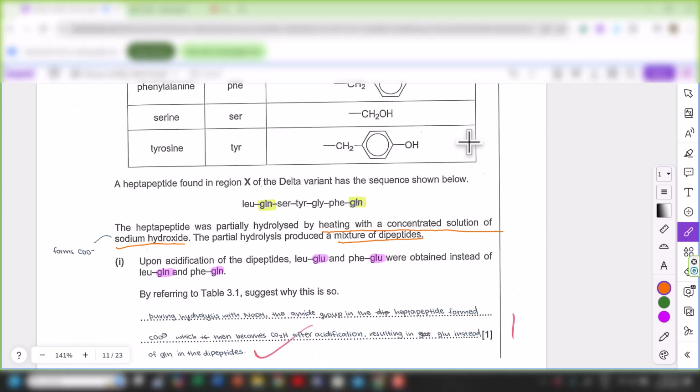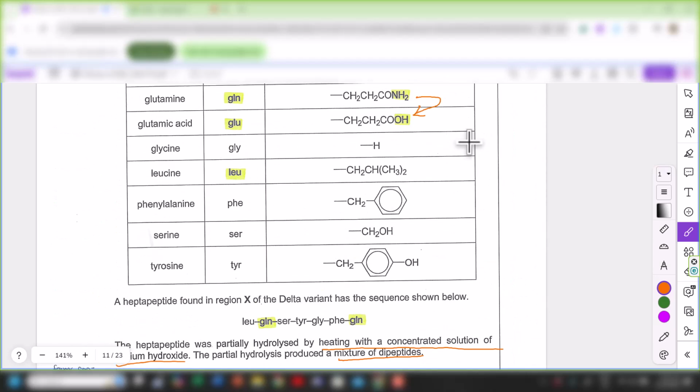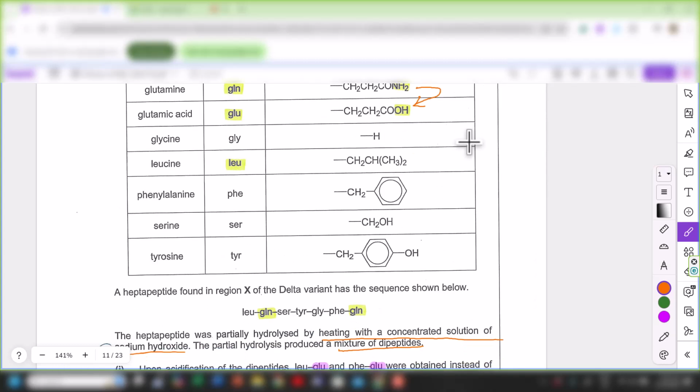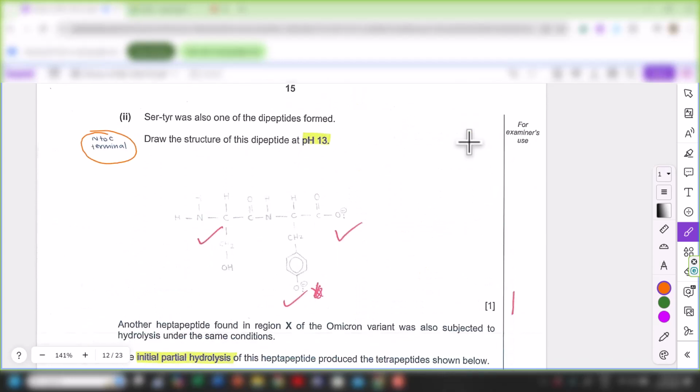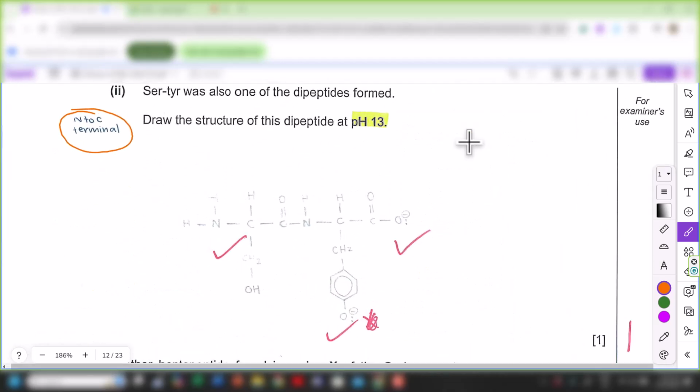Which one starts first? Serine, right? So you look at serine, which is the one with the side chain alcohol, and then tyrosine, which is the one with the phenol. So you just draw from N to C terminal. Maybe it's a bit faint, but it's NH2, CH, then CH2OH. Then, because it's pH 13, make sure your carboxylic acid is deprotonated, and your phenol is also deprotonated. That's all they want from you.